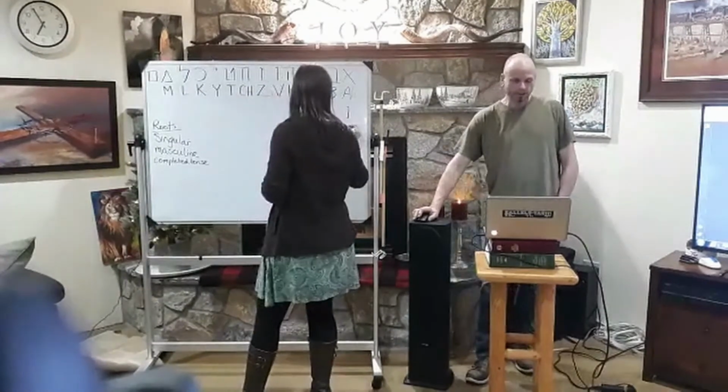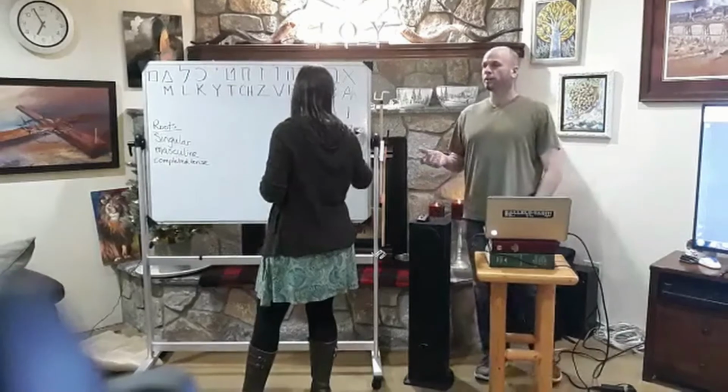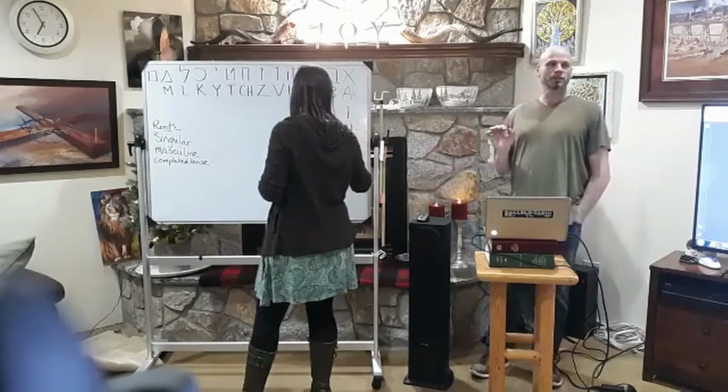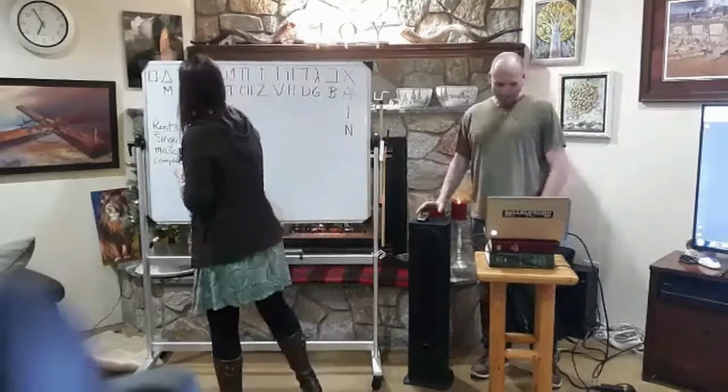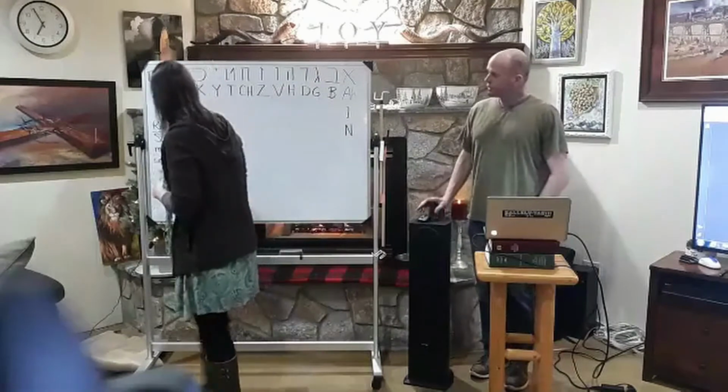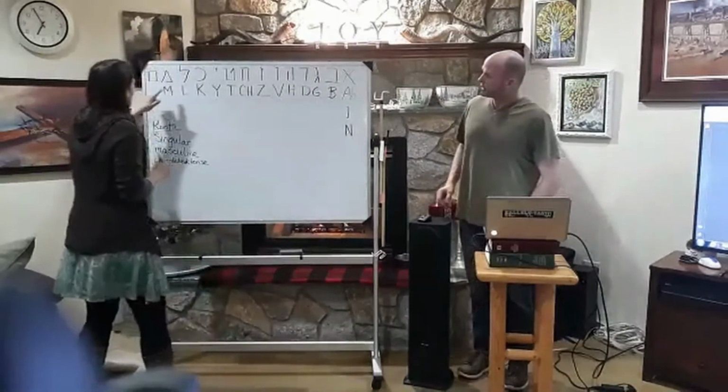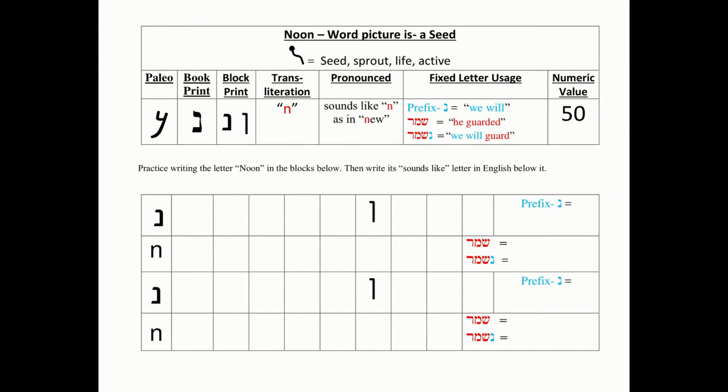Noon was the last one. So this is our last review letter, and then I'll start spending a little more time on the new letters, okay? So noon has a sofit. Let's write the sofit next to the noon. There's the mem. Notice that her mem is different than the mem that you guys have been learning.